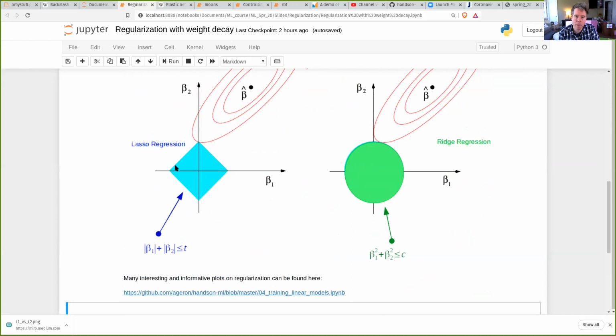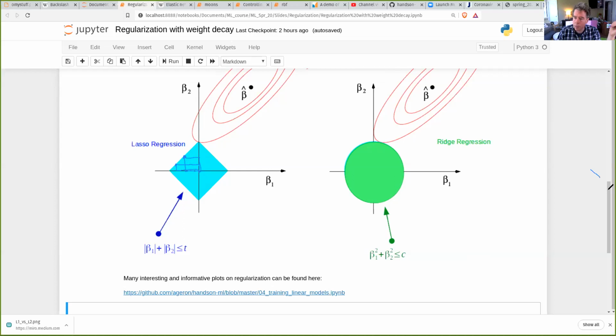Can I draw on this? In Manhattan distance, if you want to get from here to the origin, you can't just go straight there. You have to either go over and come down this way, or go down and go over. They call it Manhattan distance because it's just like Manhattan. You can't walk through a building. You have to go at right angles. And so it turns out that every point on the boundary of this diamond has the same Manhattan distance from the origin.